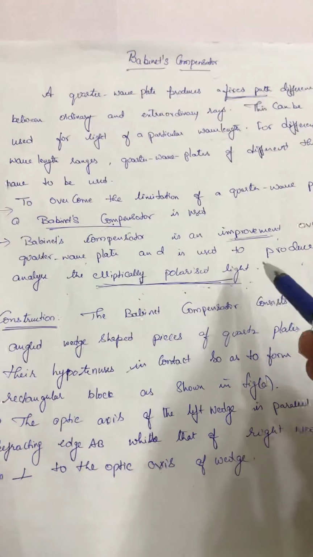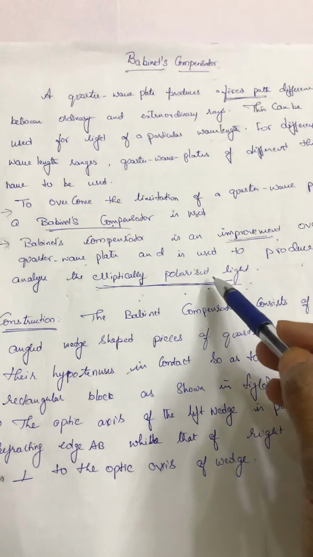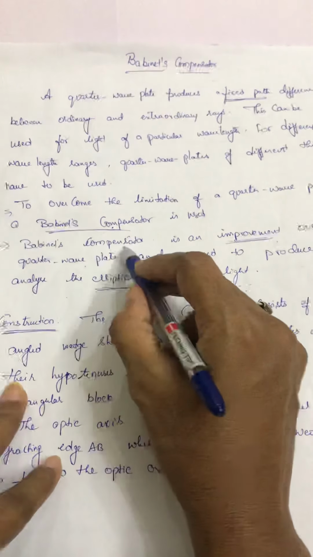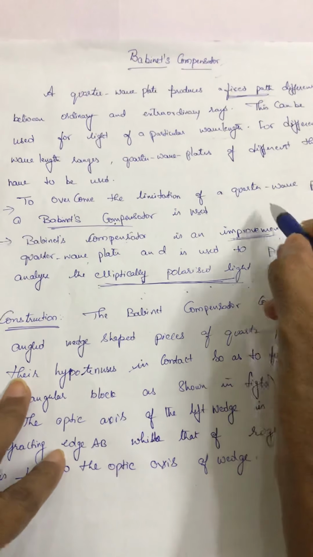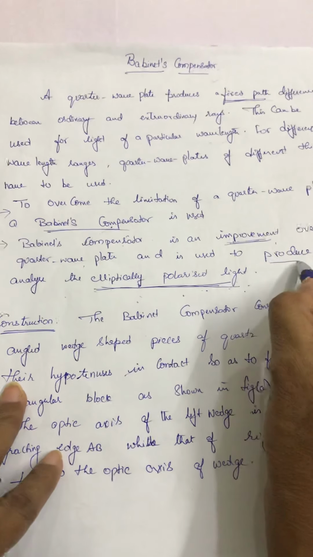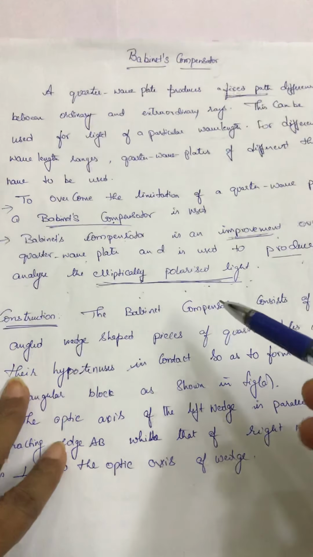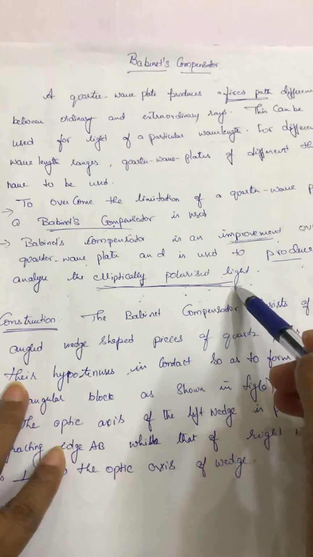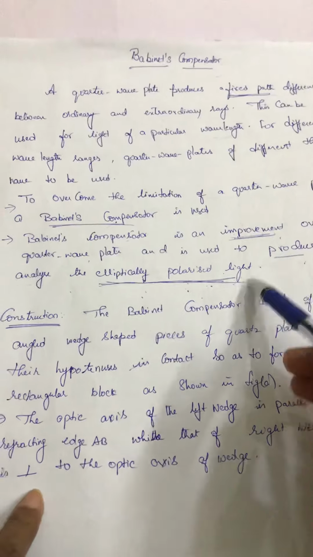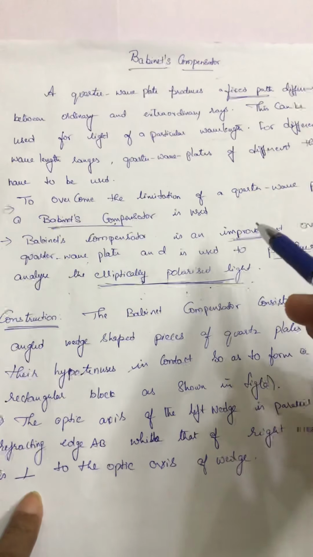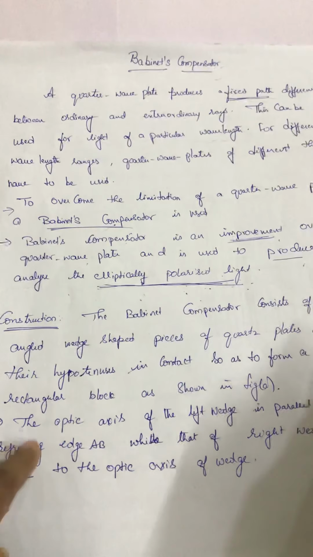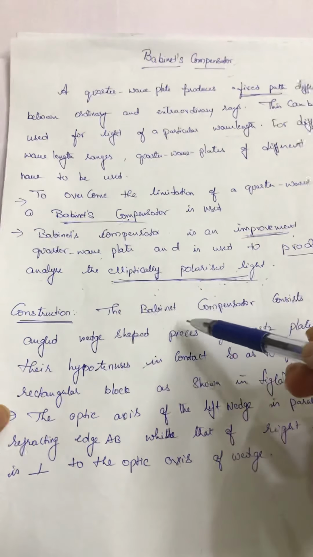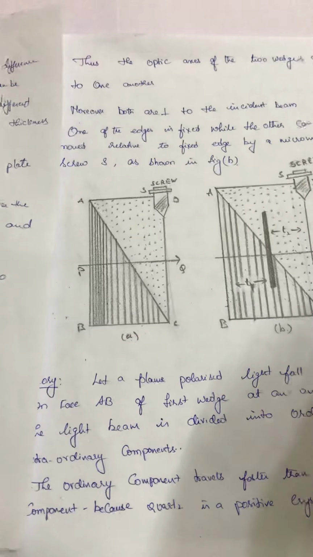The Barnes compensator is an improvement over the quarter wave plate, and it is used to produce and analyze elliptically polarized light. Means we are getting elliptically polarized light from the Barnes compensator. There is no need to change the thickness for different wavelengths of light. That is the main thing. Now we'll see the construction and the diagram. Let us see the diagram.